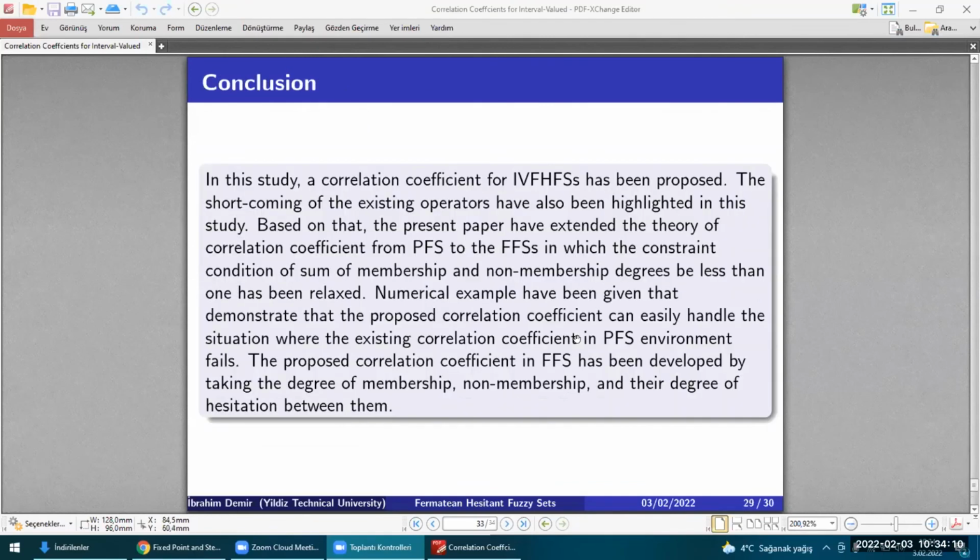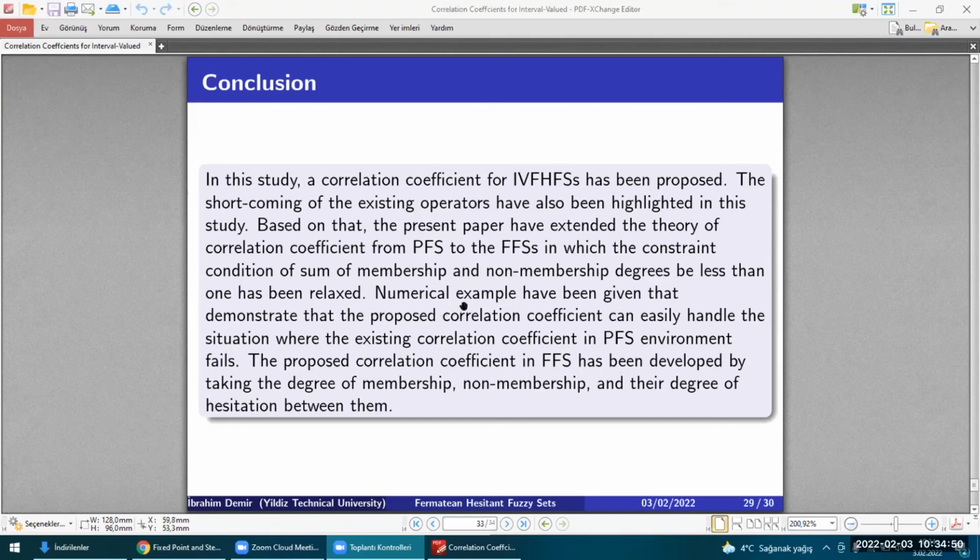Okay, then the conclusion. In this study, a correlation coefficient for the interval valued Fermatean hesitant fuzzy set has been proposed. The shortcomings of the existing operations have also been highlighted in this study. Based on that, the presented paper has extended the theory of the correlation coefficient from Pythagorean fuzzy sets to Fermatean fuzzy sets, in which the constrained condition on the sum of membership and non-membership degree has been relaxed.